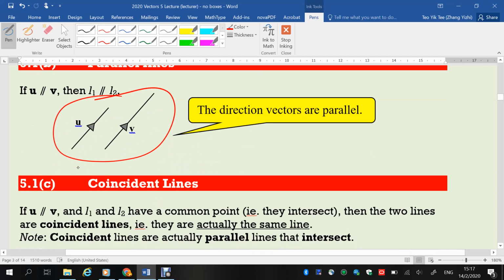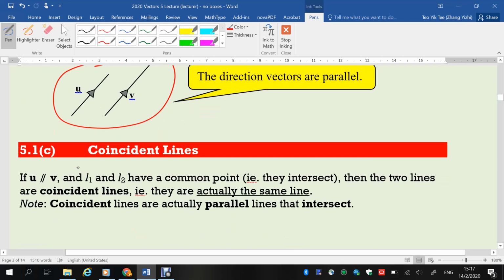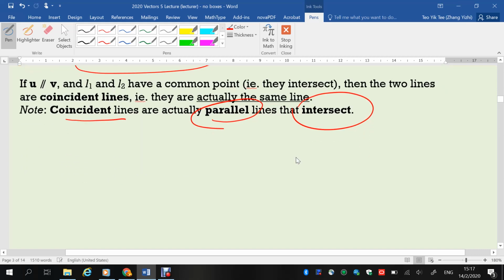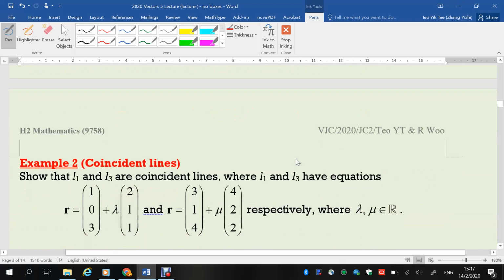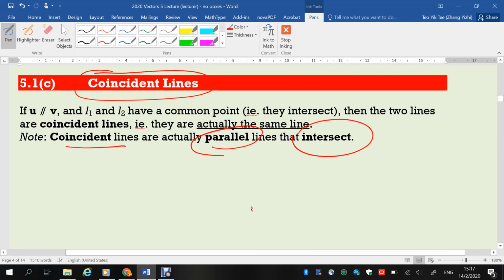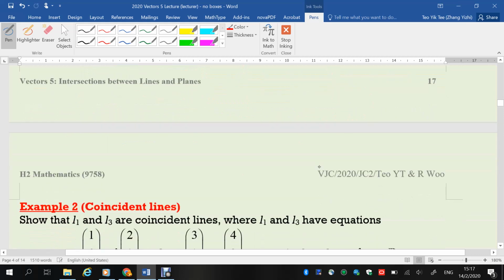Okay, then the next kind of scenario is coincident lines. What is a coincident line? Basically they are actually the same line. So if they are actually the same line, coincident lines will have two properties. They must be parallel, and they must intersect the whole line. Okay, so how do I check whether lines are coincident or not? So very simple. Remember, coincident lines are parallel and they intersect. So let's handle parallel first.